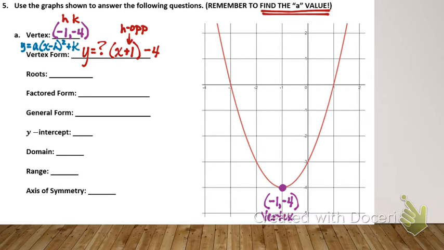So I'm going to use this right here. We're going to find our a value. I'm going to use this open space down at the bottom. So I have y equals, I don't know what my a value is, but I know the x plus 1. Oops, I forgot to square those parentheses. Really important.